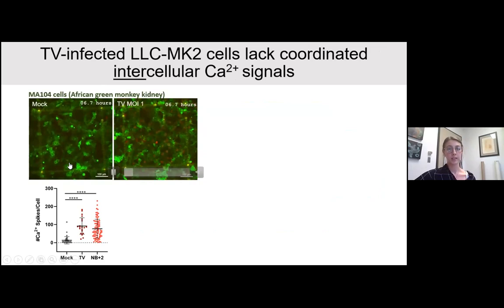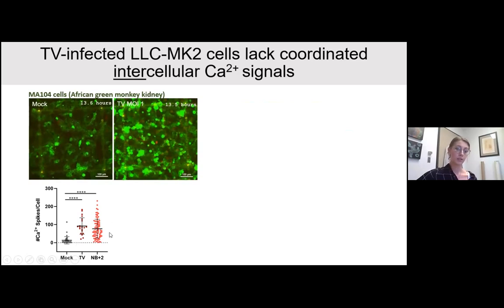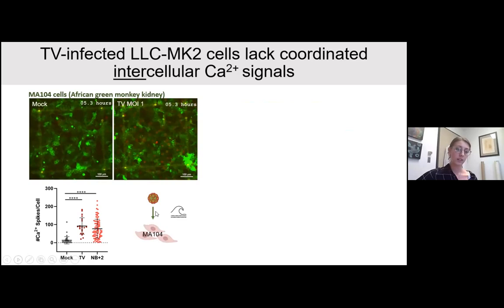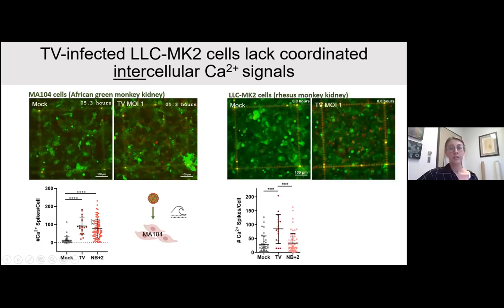Okay, so we can qualitatively appreciate this intercellular calcium wave phenotype with Tulane virus infected MA104 cells by watching the time-lapse videos, but we can also look at this quantitatively by comparing the number of calcium spikes per cell that occur in mock infected cells, in Tulane virus infected cells, and then in the cells neighboring infected cells in our TV infected monolayers. We can see that in MA104 cells, there are significantly more calcium spikes in the neighboring cells compared to mock. This is consistent with Tulane virus infection of MA104 cells causing intercellular calcium waves.